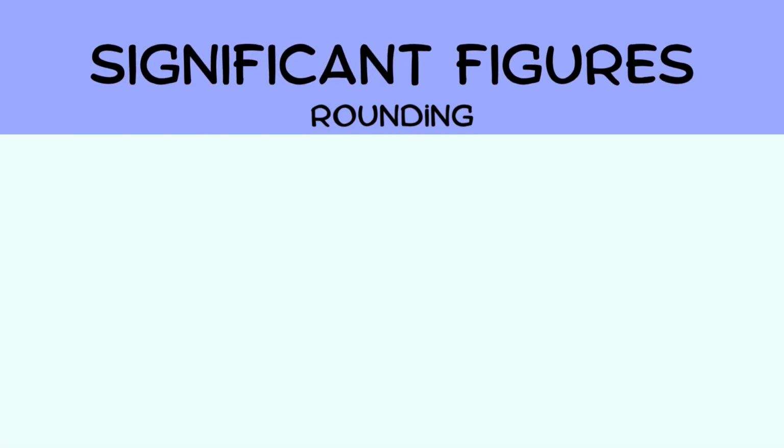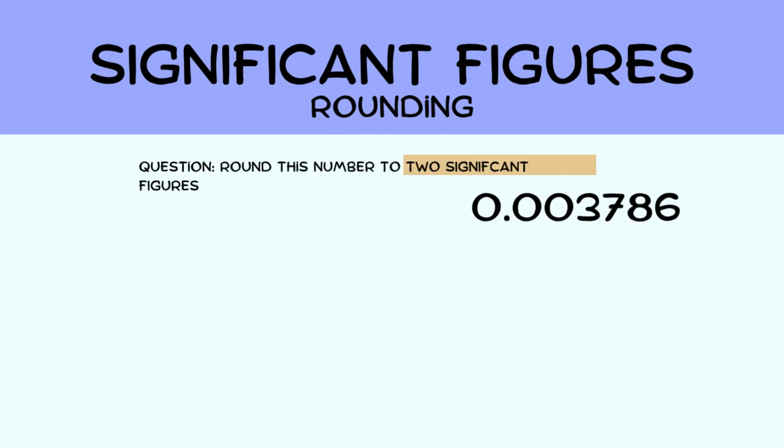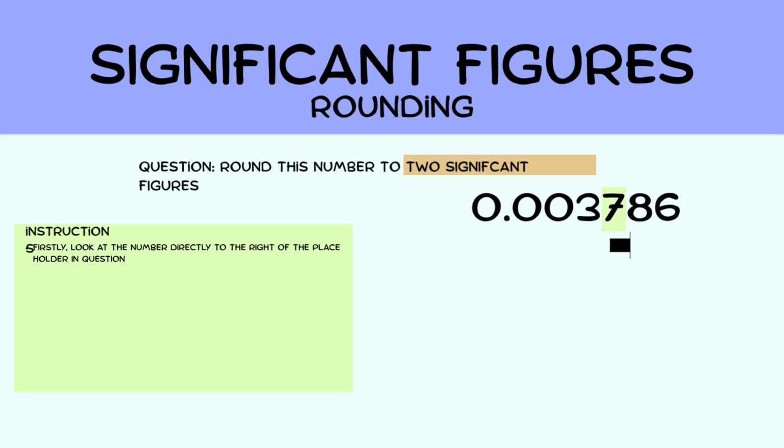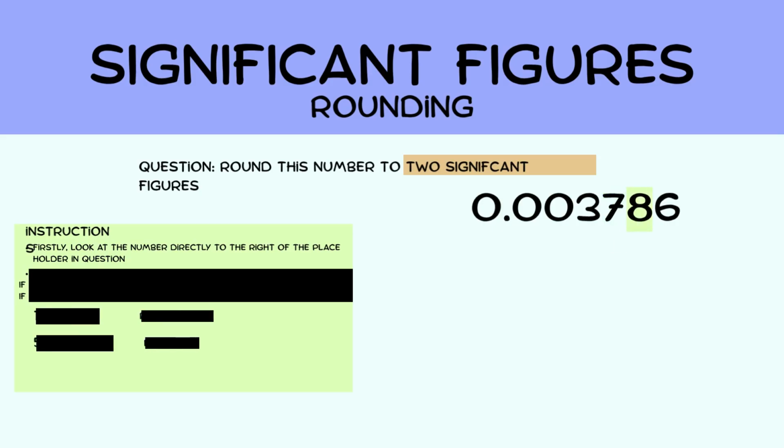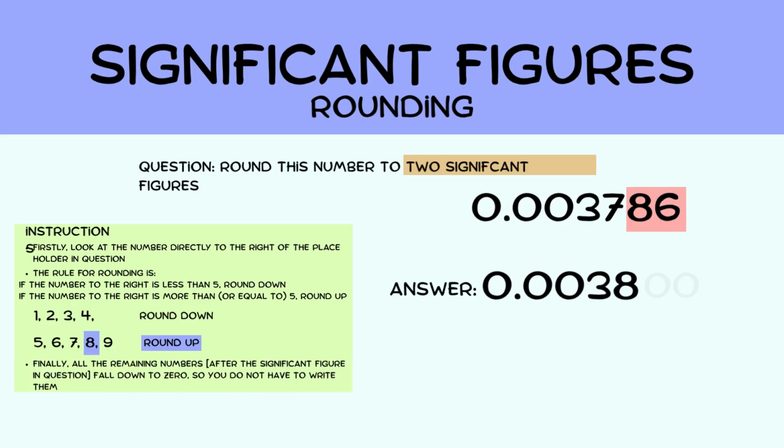Therefore, in the case of rounding, let's say we wanted to round this number to two significant figures. In the same way, we would locate the second significant figure, which, in this case, is 7, then we would target its rightmost number, which is 8. Since 8 is larger than 5, we round up, making our answer 0.0038. Note that the remaining numbers after the 8 fall to 0 as they all become insignificant.